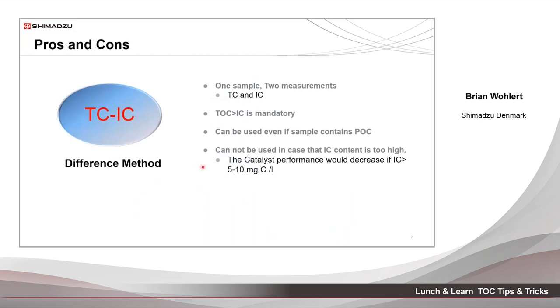So when using the difference method, we do two measurements, and there will also be a need for you to have two different kinds of calibrations. You have to calibrate for the total carbon, and you have to calibrate the inorganic carbon. When measuring TC minus IC, it's mandatory that the total carbon value has to be higher than the inorganic carbon. And this analysis can be used even if the sample contains volatile or purgeable organic carbon. The method cannot be used if the inorganic carbon is too high. The reason for that is that the catalyst performance will decrease. And this is mainly if your IC content is higher than 5 to 10 milligrams per liter.